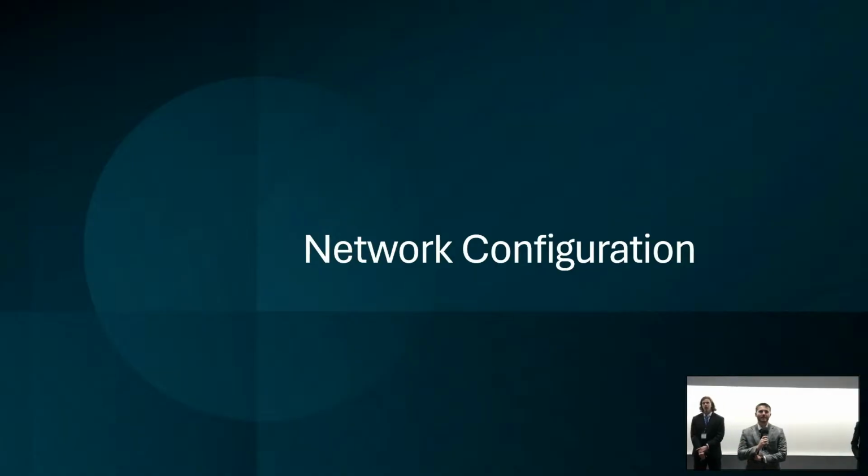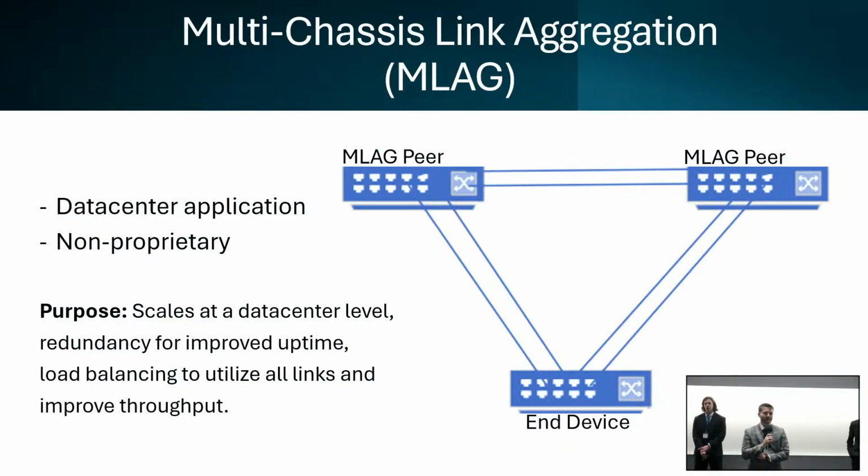Next, we're going to get into the network configurations that we focused on and the technologies. First, we have multi-chassis link aggregation, or MLAG. MLAG provides redundancy, scalability, and load balancing in the network. Redundancy is achieved by an active-active state between MLAG peers. If one were to go down or one needs to be upgraded, the other one will take over all traffic. Scalability is achieved.